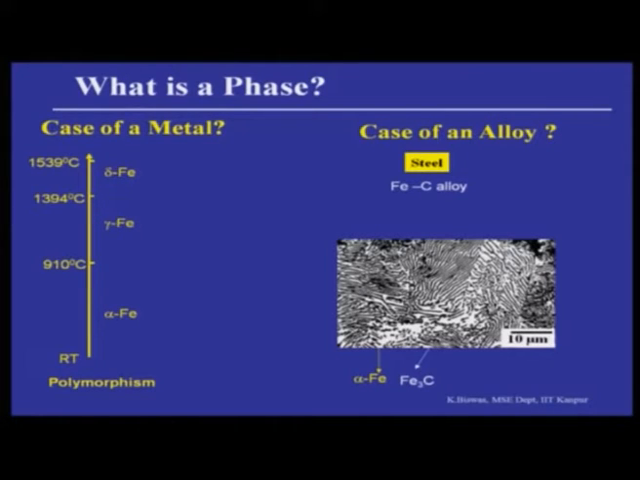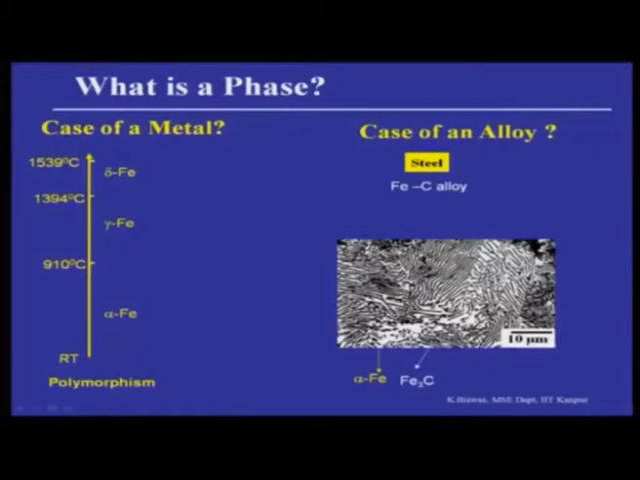Now if I consider an alloy, let us take an example very simply, a steel, an iron carbon alloy. We add carbon into iron, we get steels, that is what we understand. Now if I look at steel, this is what we will get. This is the first time I am showing a microstructure. You see the microstructure here, it shows a very nice structure with lamellae, in a 2-dimensional picture, and I have marked the white lamellae as alpha iron and the black one as Fe3C.